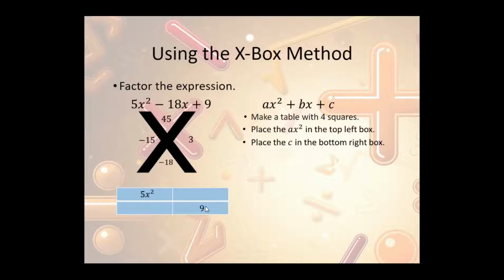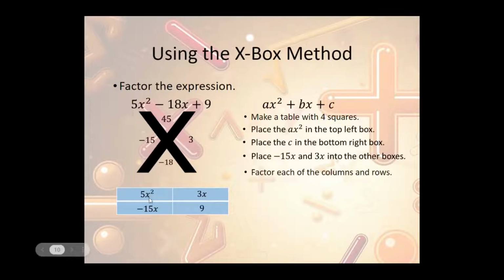Now we're going to place negative 15x and 3x into each one of the boxes. And it doesn't matter which one you place it in. So we'll put negative 15 there and 3x here. Now we're going to factor out what we can, trying to find a common factor. So between 5x squared and 15x, there's a 5x in common. So that's what we would factor out. So we'll go ahead and just put it at the top of the box. Then we'll do this one, 3x and 9. Well, 3 is in common between those two, so we'll put a 3 at the top.